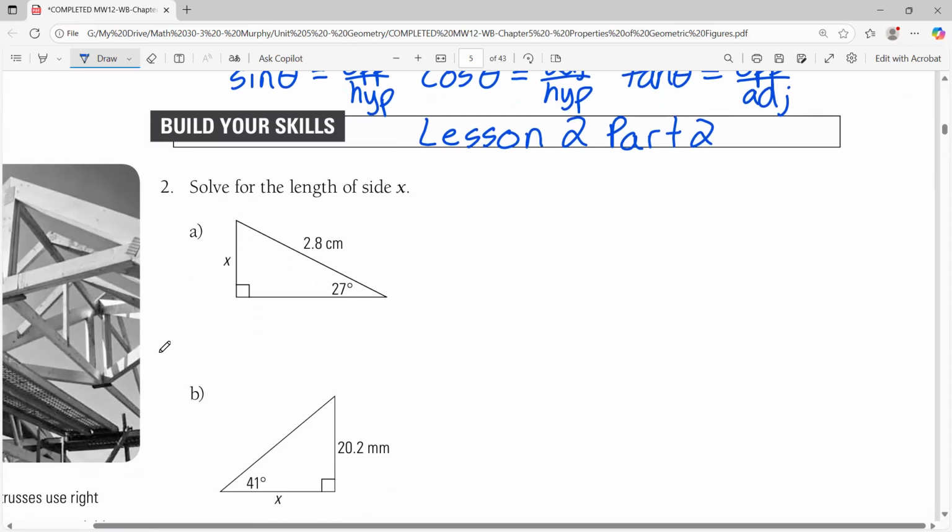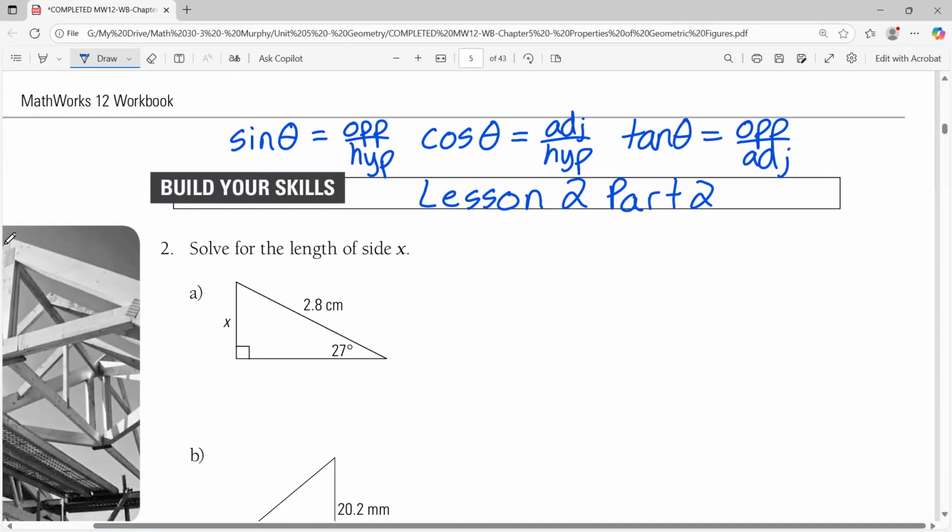All right. Solve for the length of side X. Okay, so again, they're not going to use A, B, and C to match any of our equations. You have to think opposite, hypotenuse, and adjacent. So first things first, let's find the hypotenuse right here. Across from the angle is opposite, and the other side would be adjacent, but we don't need to label it because we already have enough pieces. The unknown is opposite, hypotenuse is 2.8, and the angle is 27. We are using sine.